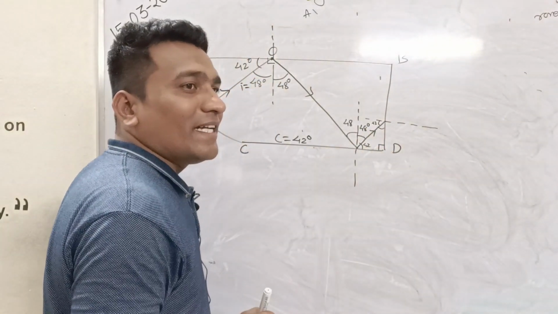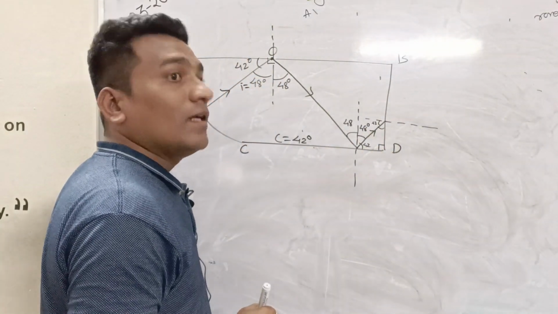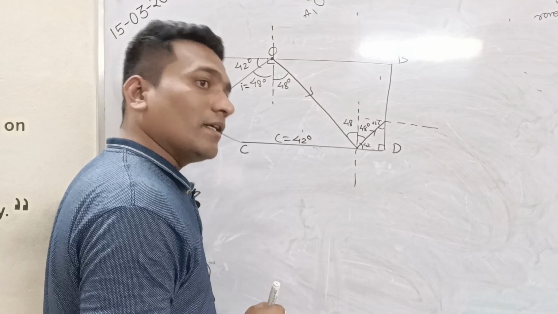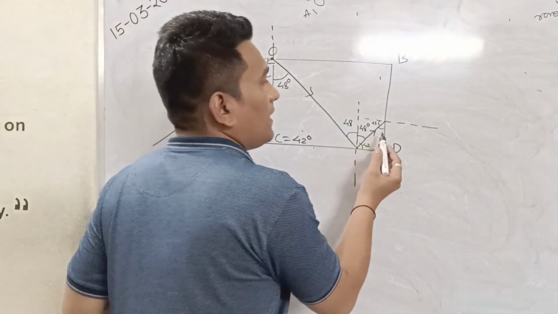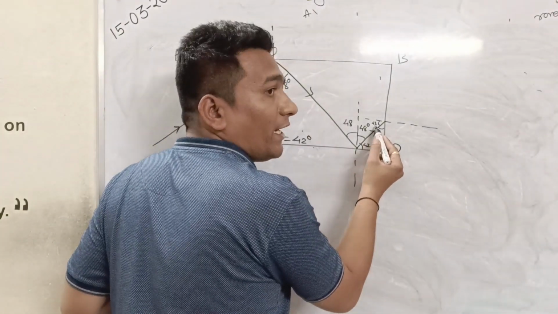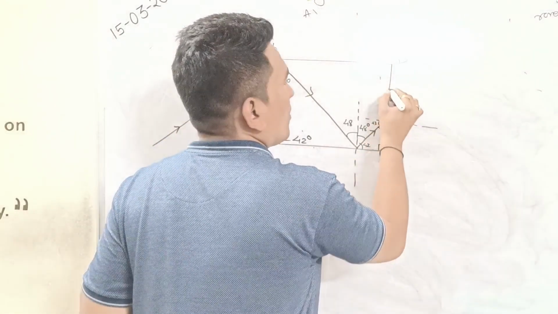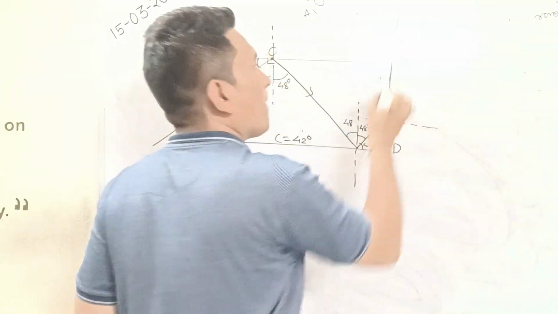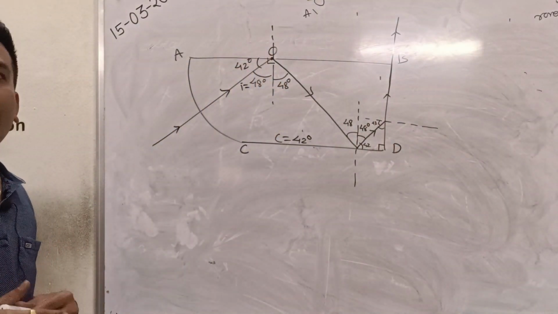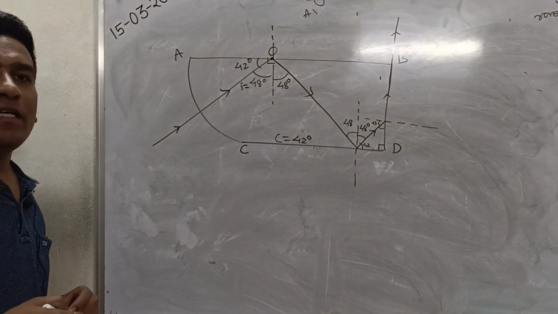Now the angle of incidence is, yes, correct. Now how much is the angle of incidence? 42 degrees, which is equal to the critical angle, so the light ray will pass along the surface. Understood? Yes, sir.